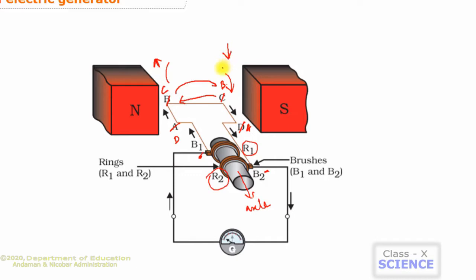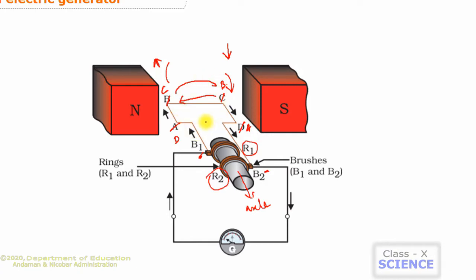As a result, the direction of induced current in both the arms changes, giving rise to the net induced current in the direction DCBA, that is this direction. The current in the external circuit now flows from B1 to B2. Earlier, the flow of electric current was from B2 to B1, right? Thus, after every half rotation, the polarity of the current in the respective arms changes.